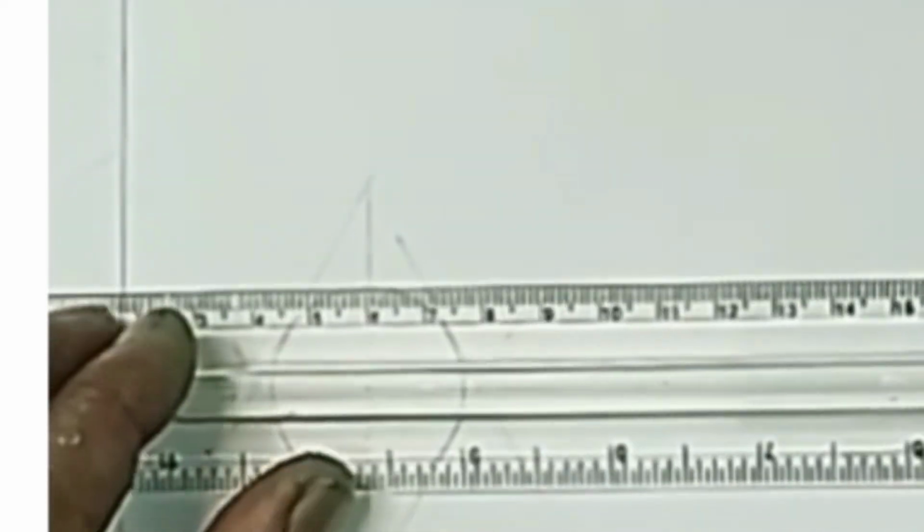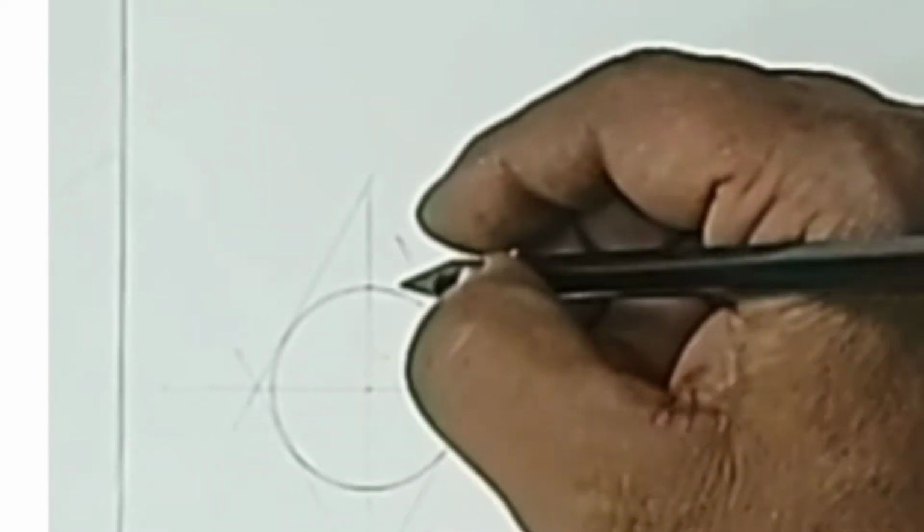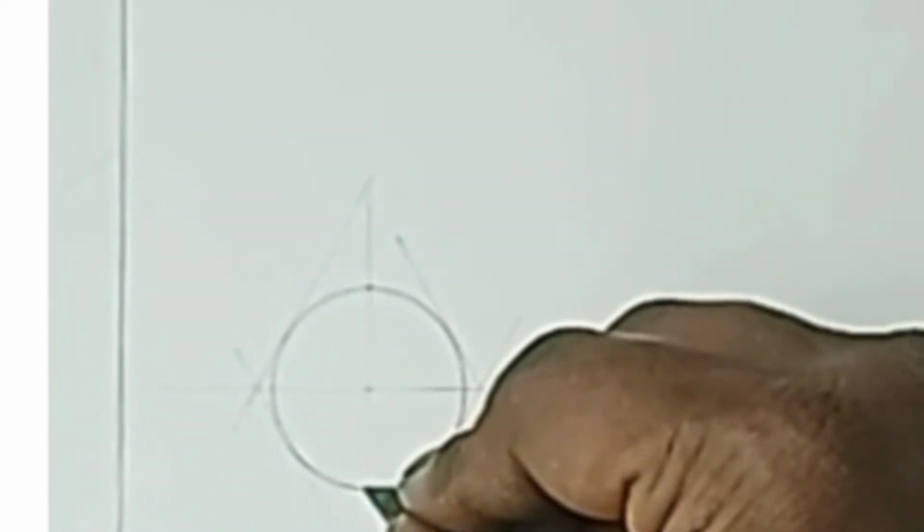Then once the four tangents are done, what you have to do is draw two horizontal lines. Draw two horizontal lines at the top and bottom point where it intersects the vertical line.